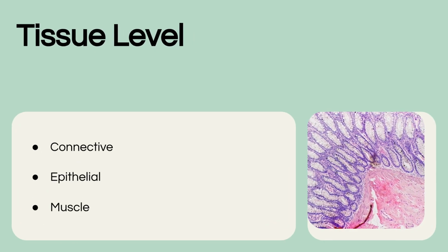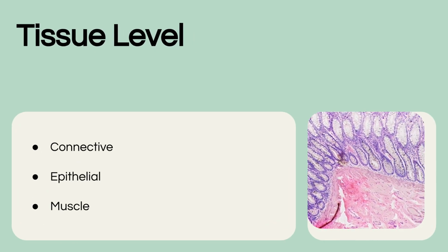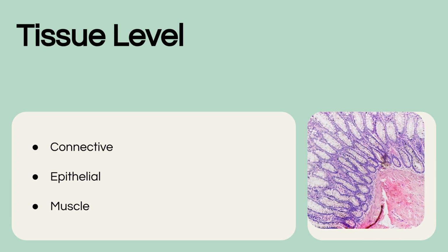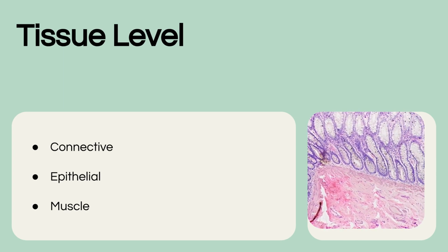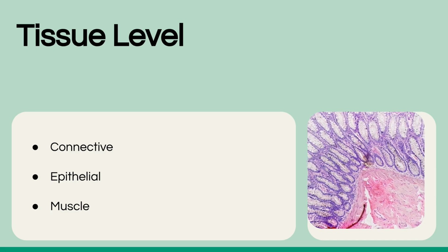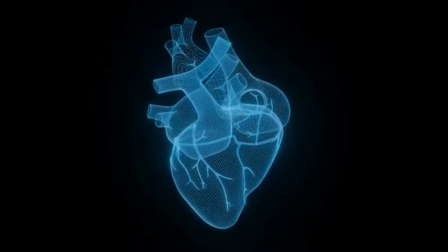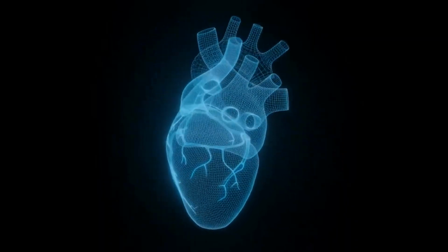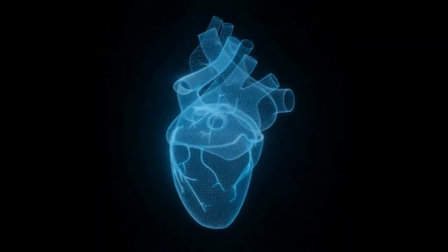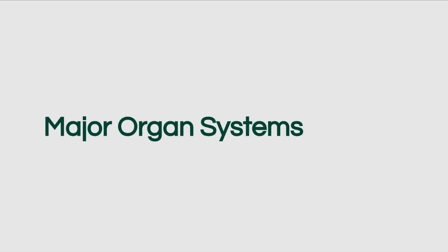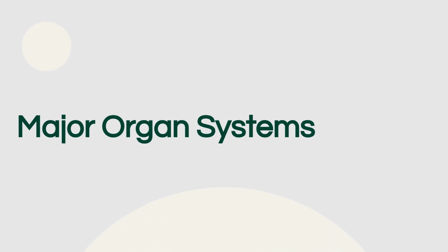Next, similar cells group together to form tissues. There are 4 primary types of tissues: epithelial, connective, muscle, and nervous tissue. Each type has a unique structure and specific role. When different types of tissues work together for a common purpose, they form an organ. For example, the heart is an organ made of muscle, connective, and nervous tissues. Finally, organs cooperate to form organ systems, which carry out major functions in the body.